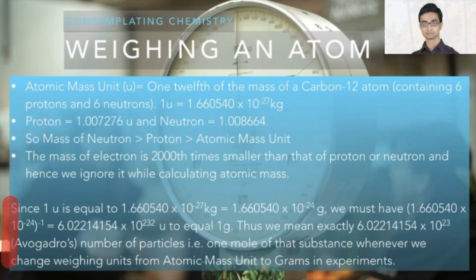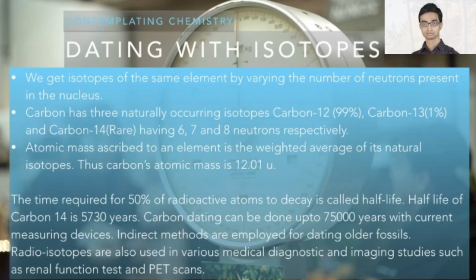Since each element is characterized by a unique number of protons in the nucleus of its atom, we can get isotopes of the same element by varying the number of neutrons present there. For example, carbon has 3 naturally occurring isotopes: carbon-12 (99%), carbon-13 (1%), and very rare carbon-14. They have 6, 7, and 8 neutrons respectively. Atomic mass ascribed to an element is weighted average of its natural isotopes. For example, carbon's atomic mass is 12.01 atomic mass units.